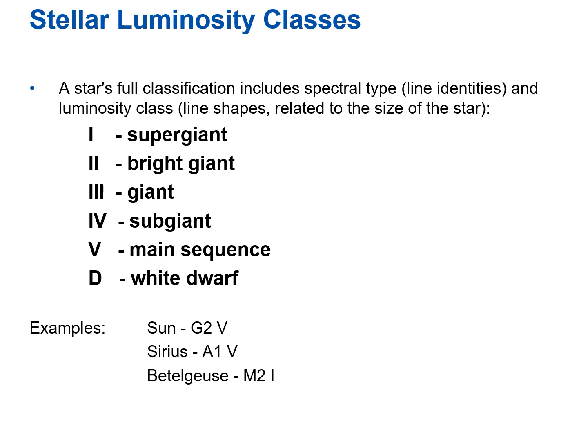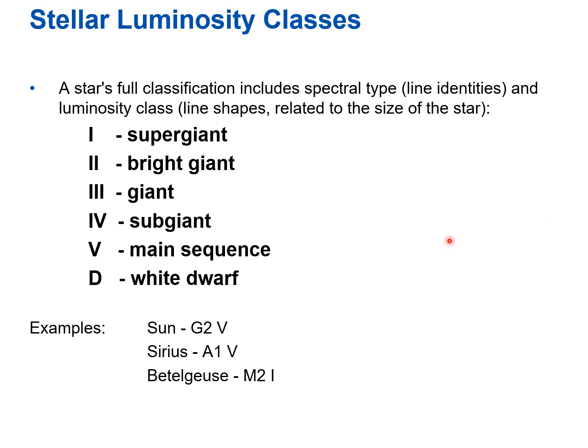This brings us to the stellar luminosity classes. Now you've already learned spectral types that are in the order of temperature, O, B, A, F, G, K, M. Separately, there are luminosity classes. A star's full classification includes its spectral type, which has to do with the identity of the emission lines and also the temperatures, and also what I'm introducing now, the luminosity class, related to the size of the star.